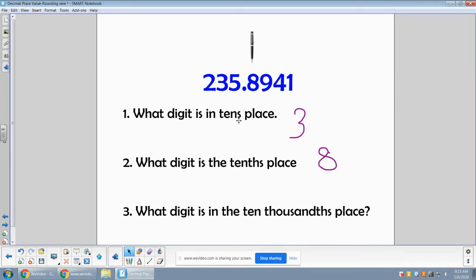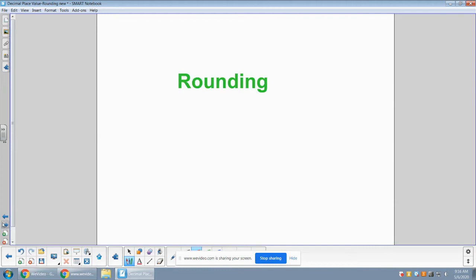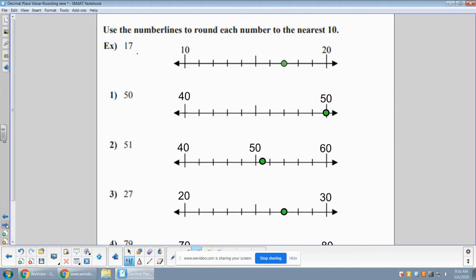And then we need a digit that's in the 10 thousandths column, so that's going to be the one that's clear over here, the last digit. And so what would that be? Well, of course, that would be the digit 1. So it's important to know your columns, what digits are in them, because when it comes to rounding, that's going to be very important. And that's what we're doing next. So let's go on to rounding.